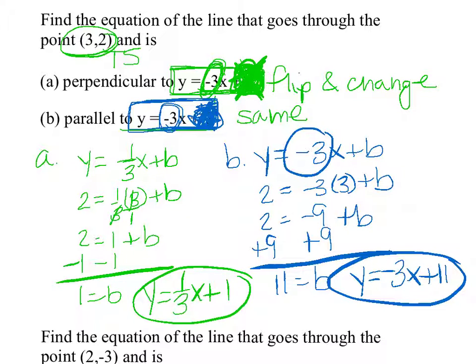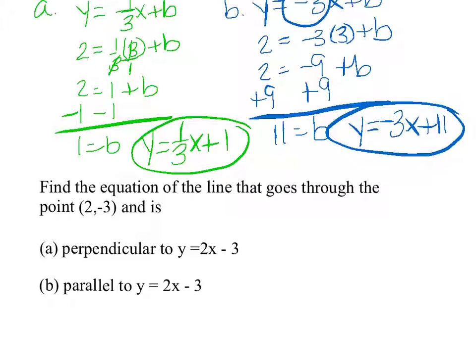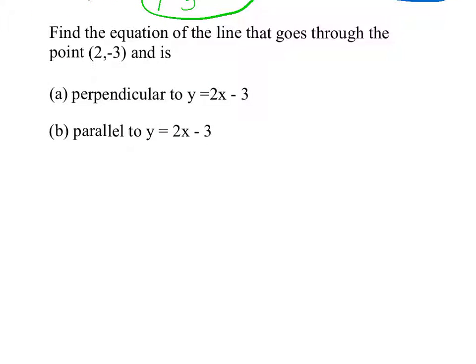All right. I'm going to do this next problem. This might be a good time to hit pause and do the problem yourself so that you can see if you just picked up on it. Remember, perpendicular means flip the slope and change the sign. Parallel means the exact same slope.